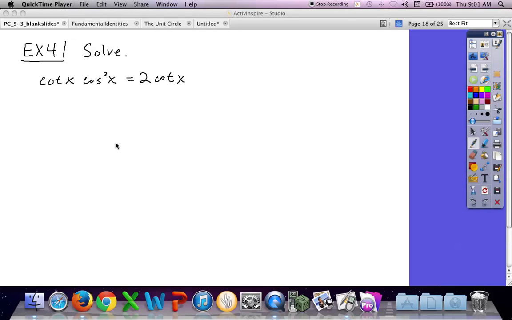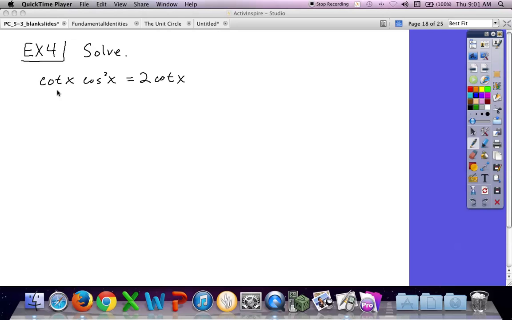Anybody have a first instinct on what you do on a problem like this? You see, is anything common? Say again? You see there's a cotangent on both sides, right? But here's what you never do in a SIT. Don't divide by cotangent, because does cotangent ever equal 0? Yeah, it does, right? It can equal 0. So if you divide by cotangent, you might be dividing by 0. So that's never what you want to do.